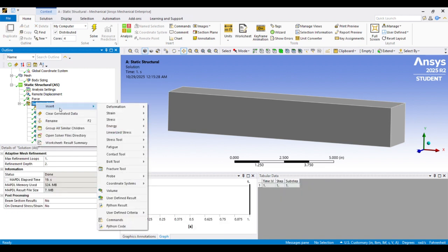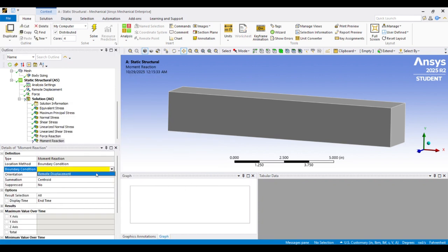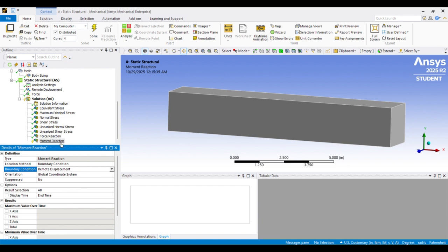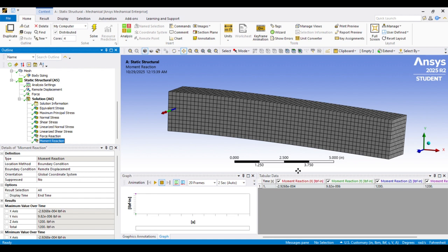And then we'll look at our moment reaction. So we'll go in here and go to Probe, Moment Reaction, click Remote Displacement, right-click, Retrieve Result. And then again, we have 0 pound-inches for the moment about the x-axis, 0 for the moment about the y-axis, and 1200 for the moment about the z-axis. And that makes sense.